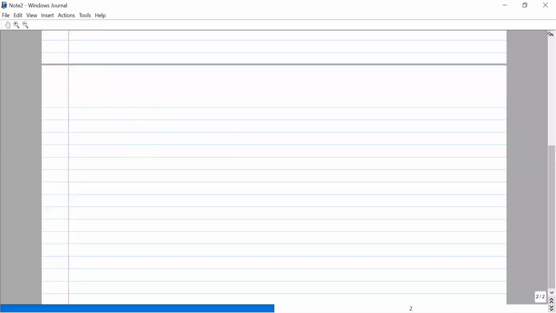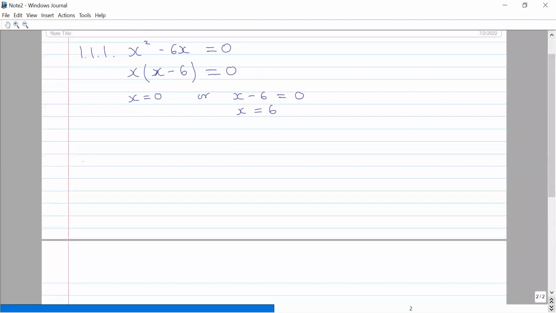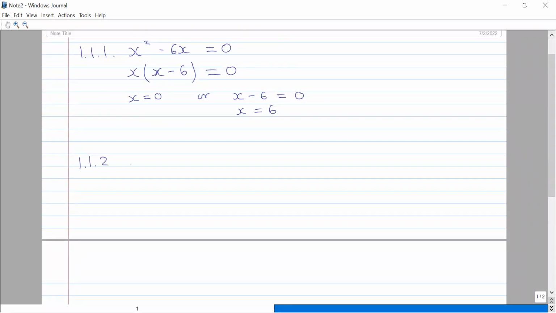Okay, so 1.1.2, we have x squared plus 10x plus 8 equal to 0. So they said correct to 2 decimal places.